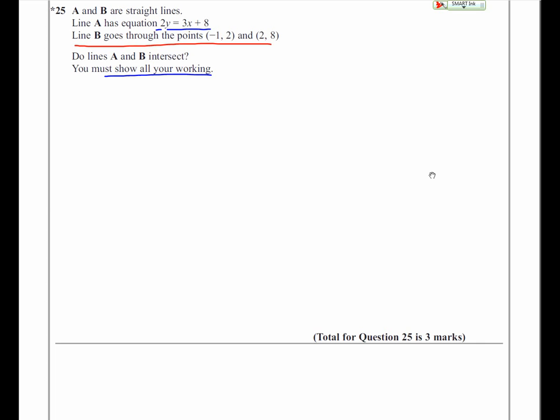I mean, it's a lot for 3 marks by the look of it, but let me think, is there a simple way? Do they intersect? Oh, it's just do they intersect. Okay, maybe they don't if it's just that many marks. Right, I'll stop talking about it and I'll start doing it now then. So, we've got a point. I'm just going to sketch it out. It goes -1, 2.